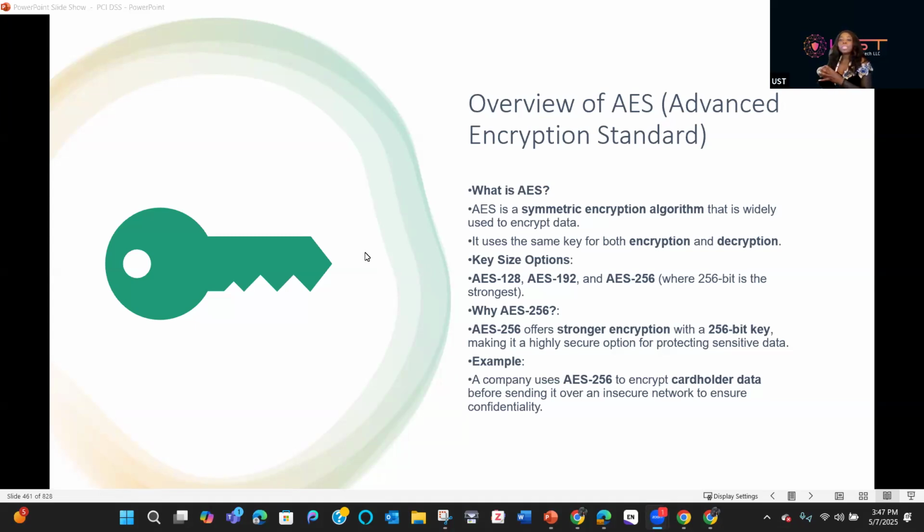First, AES is a symmetric encryption algorithm, which means it uses one key, the same key, to encrypt and decrypt the data. It is widely used to encrypt data. A lot of companies will use AES because it provides a very strong algorithm to be able to protect that piece of information. And as I said, it uses the same key for both encryption as well as decryption.